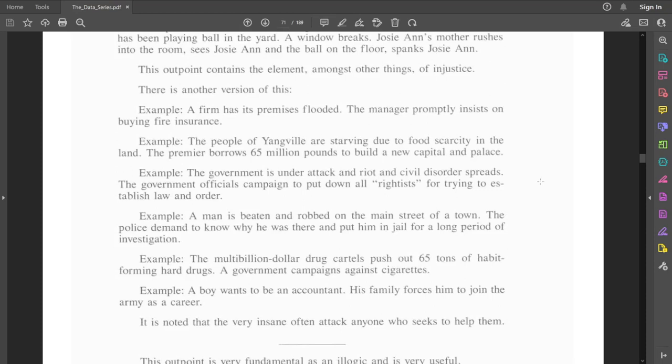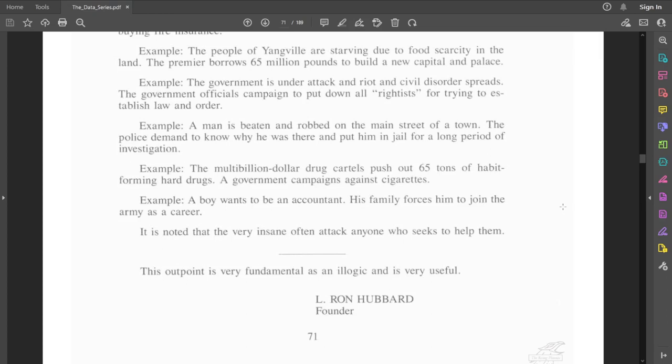It's noted that the very insane often attack anyone who seeks to help them. This outpoint is very fundamental as an illogic and is very useful. I don't think the insane either realize that people are trying to help them, so if you have someone with schizophrenia, especially paranoid schizophrenia, they're going to think that everybody's after them, or they just attack anyone in general without specific preference as to who.